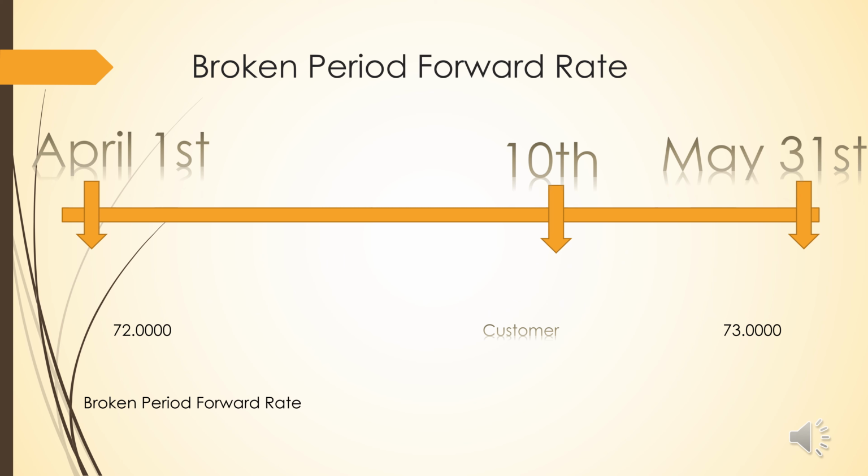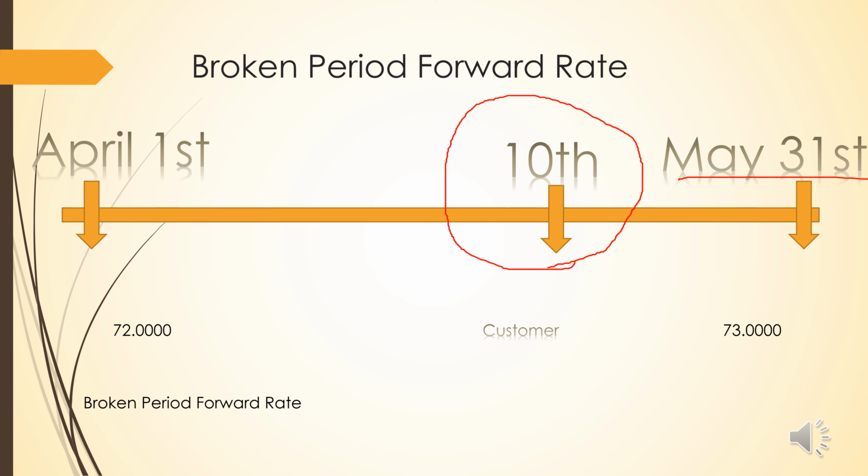Broken period forward rate. Forward rate is expressed as a standard rate such as rates on April 30th, May 31st, and so on. If the transaction falls on that date, fixing the forward rate is readily available. Now, what about a transaction that falls on a date before the standardized rate? Let's see this in an example.